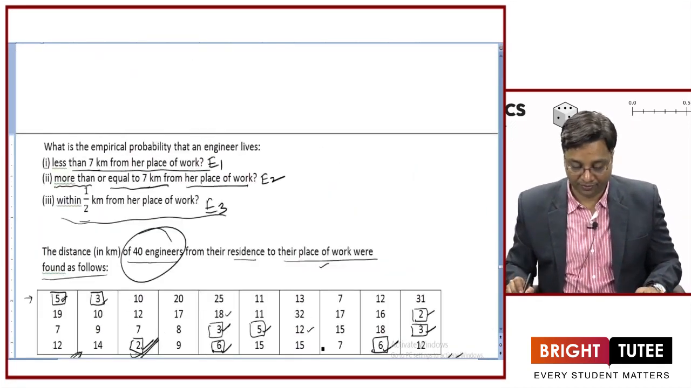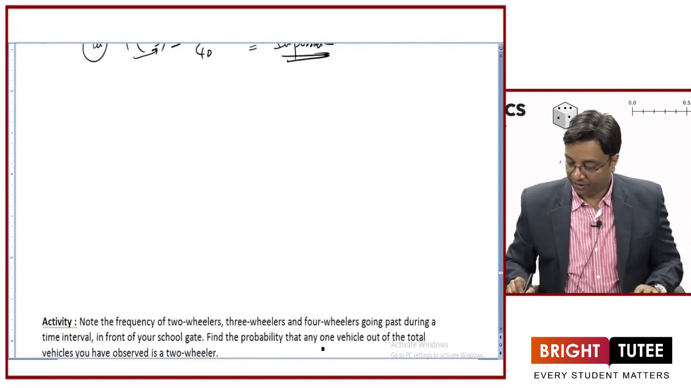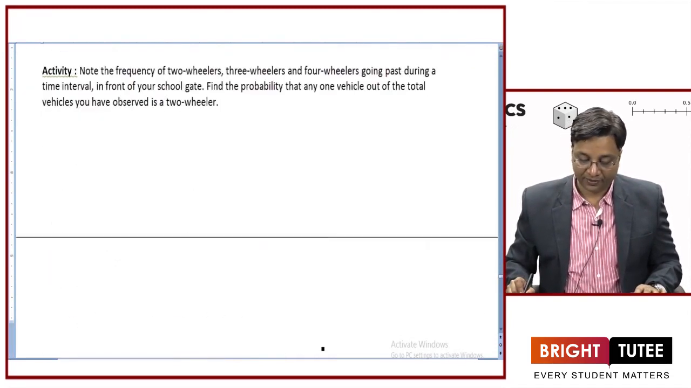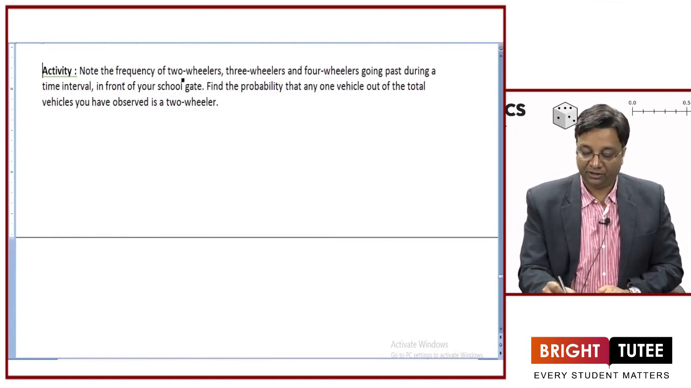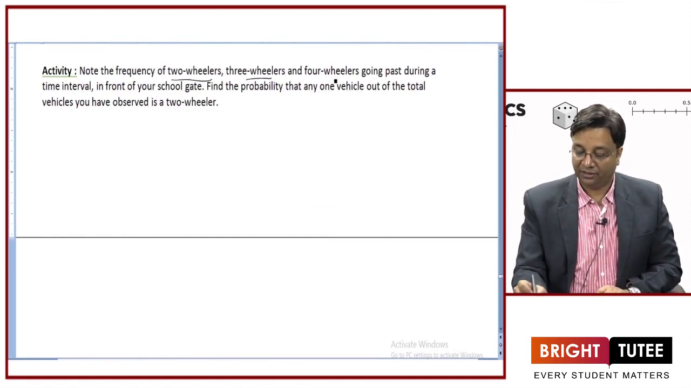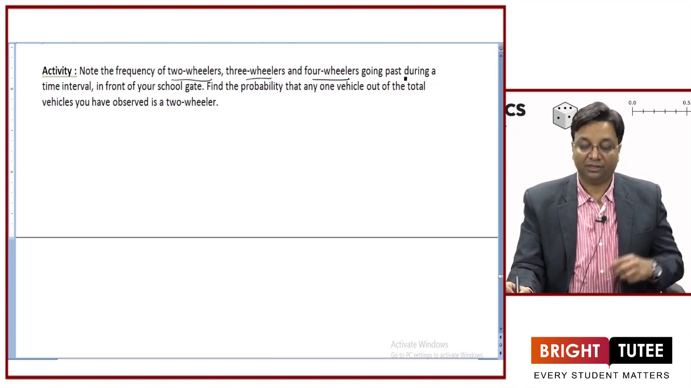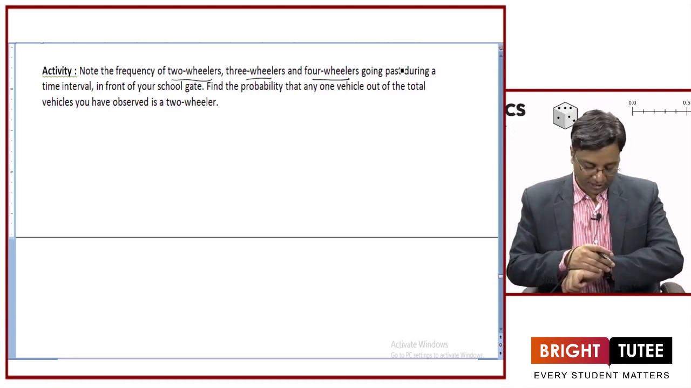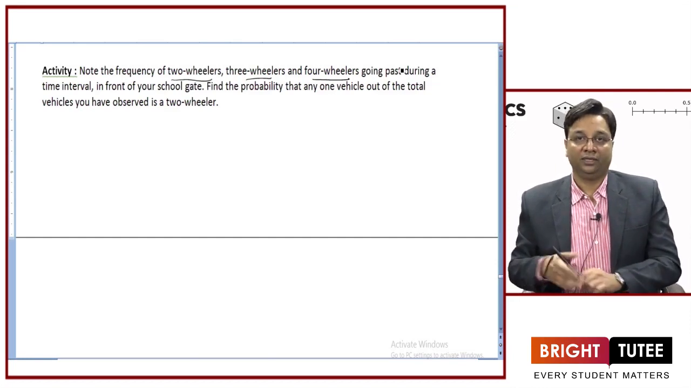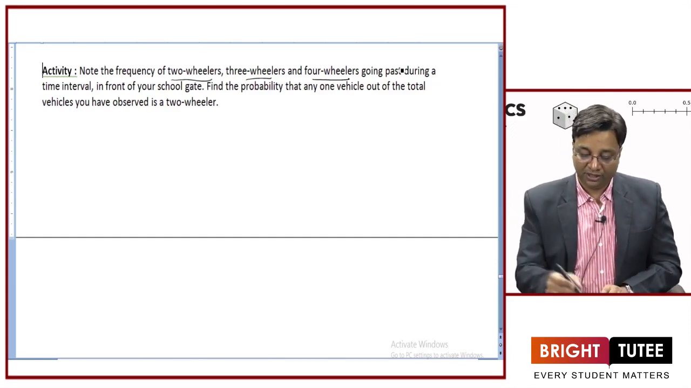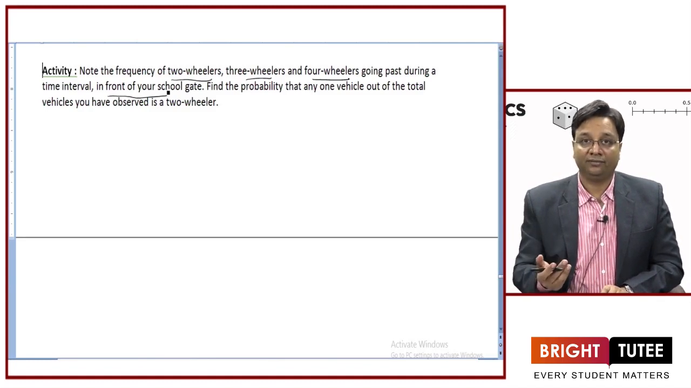There is no one who lives within half a kilometer. Now, there is an activity suggested for you: note the frequencies of 2-wheelers, 3-wheelers and 4-wheelers going past during a time interval. Let us say you take a time interval of 1 p.m. to 2 p.m. For 1 hour, you make this observation in front of your school gate.